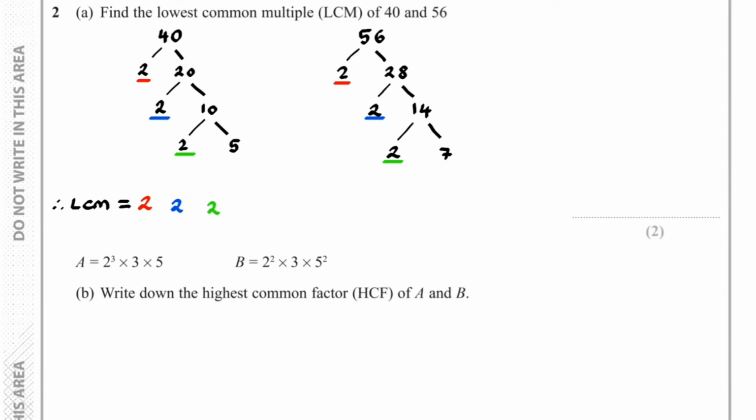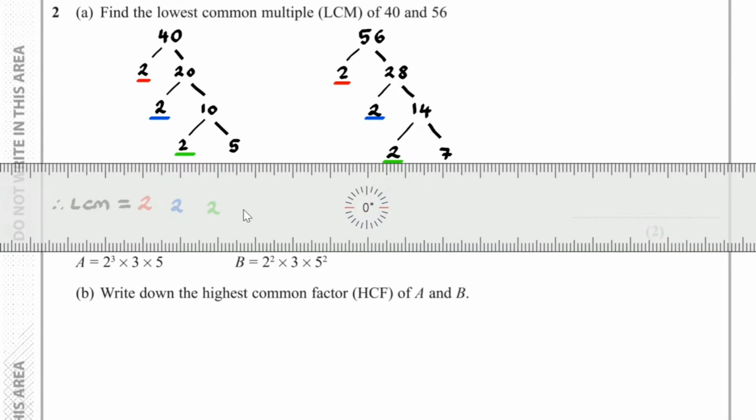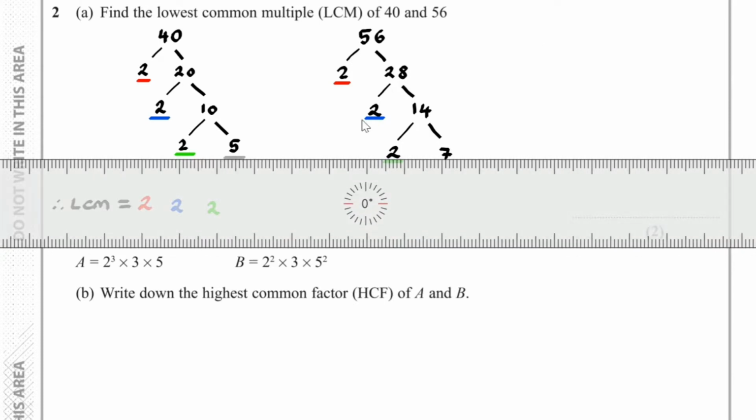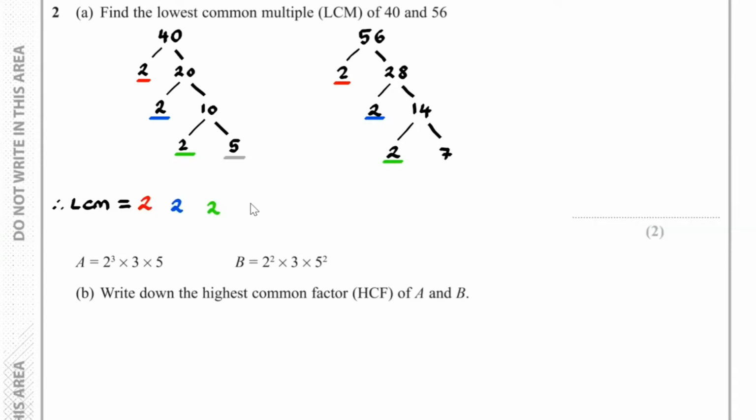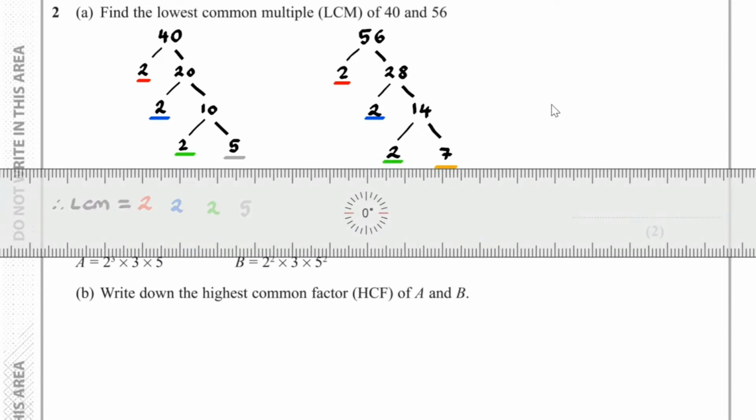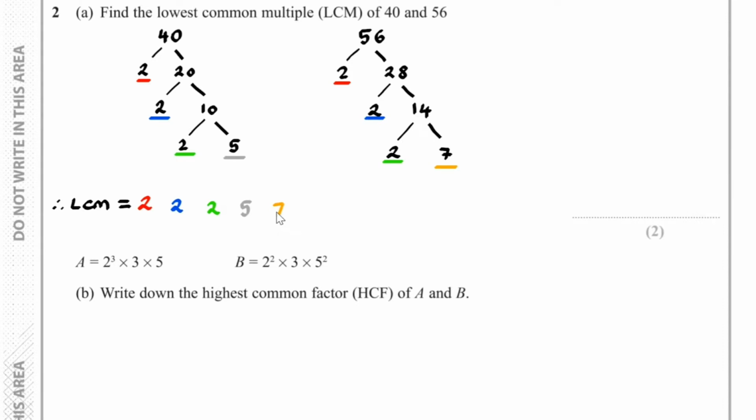And then we multiply by the 5 and also the 7. So if we multiply these numbers together, what we end up with is 280.